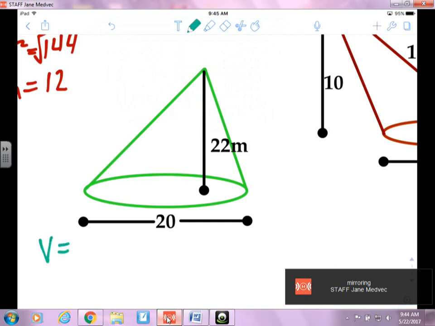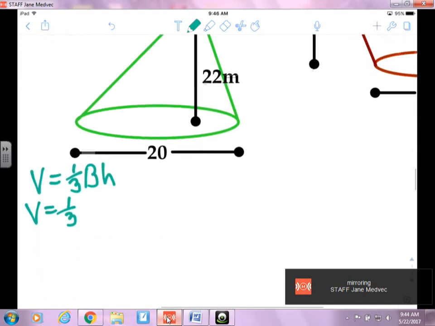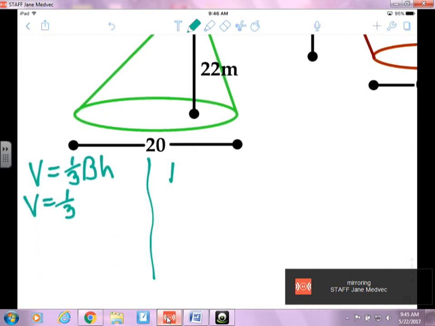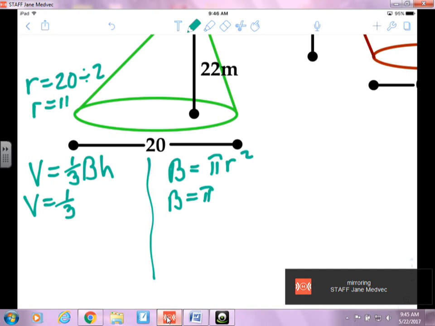So volume equals 1/3 big B little h. Volume gives me 1/3. Okay, I need to find the area of my base. So I'm going to come down here and go, okay, big B equals, what is my base? It's a circle, so I'm going to grab the formula, pi r squared. Big B equals pi. Okay, do I know my radius? No, I don't. I do know the diameter is 20. So if I want to find my radius, I'm going to take r equals 20 divided by 2, so my radius is 10. So it's 10 squared. Area of my base is 100 pi.